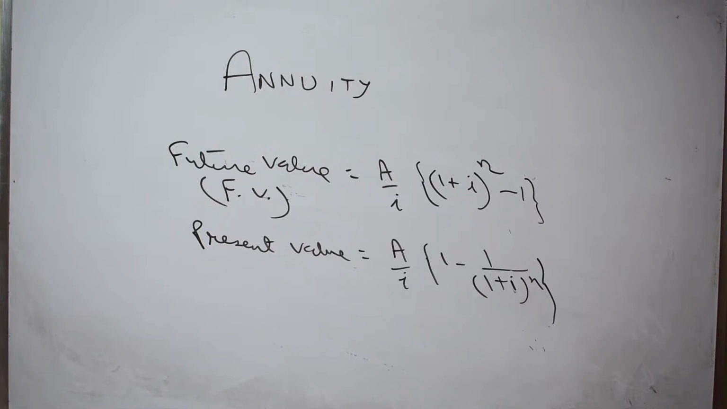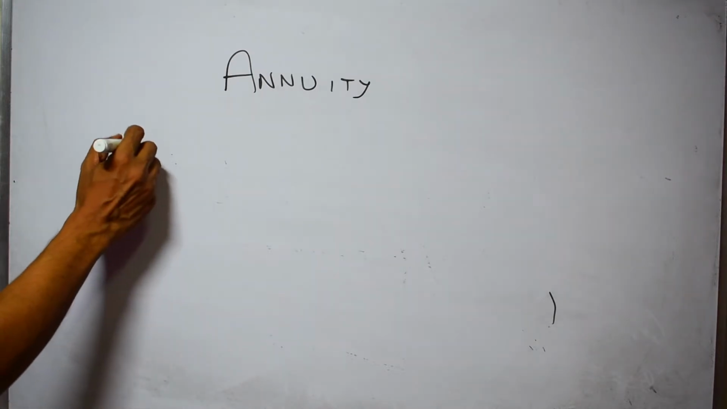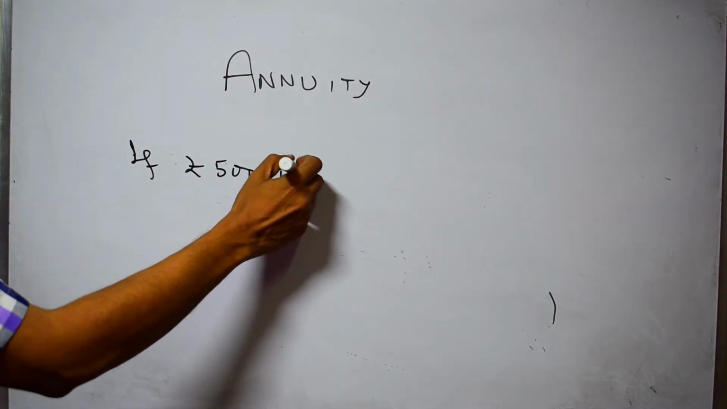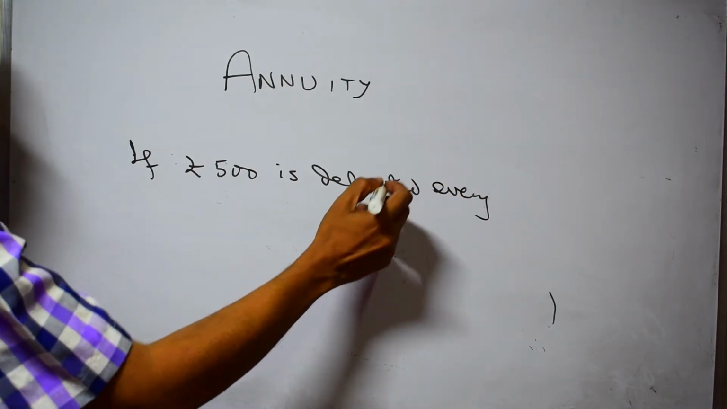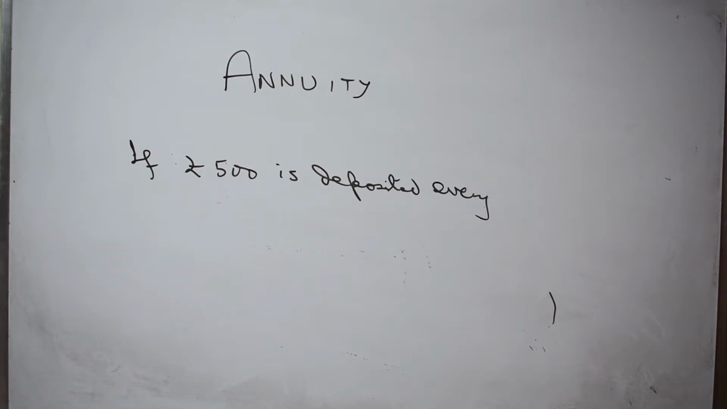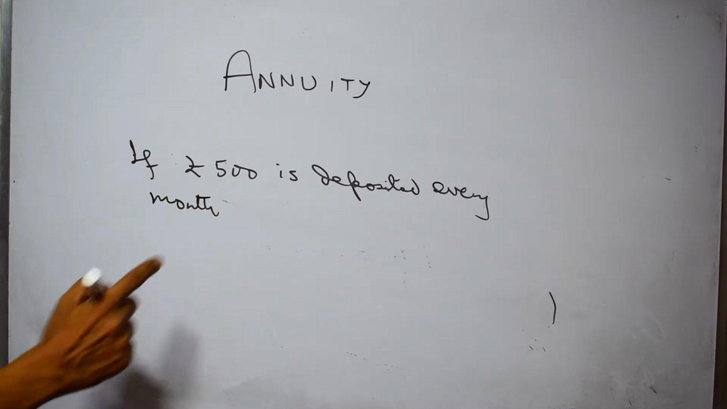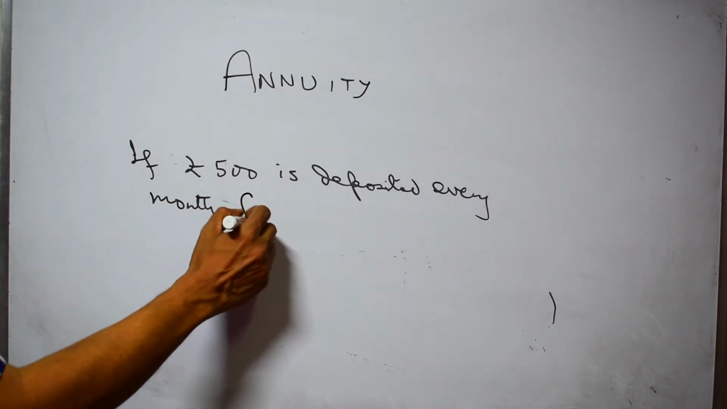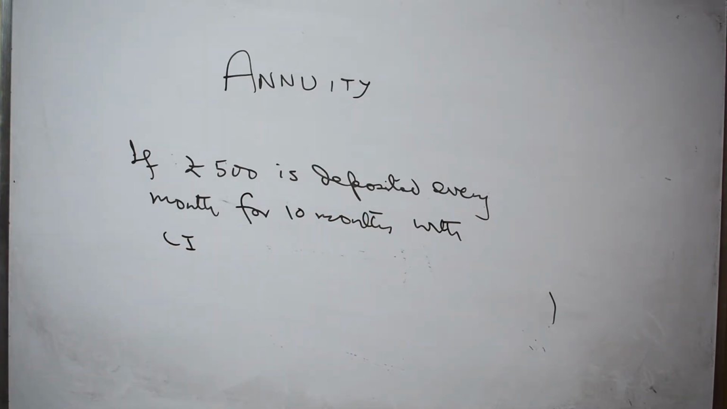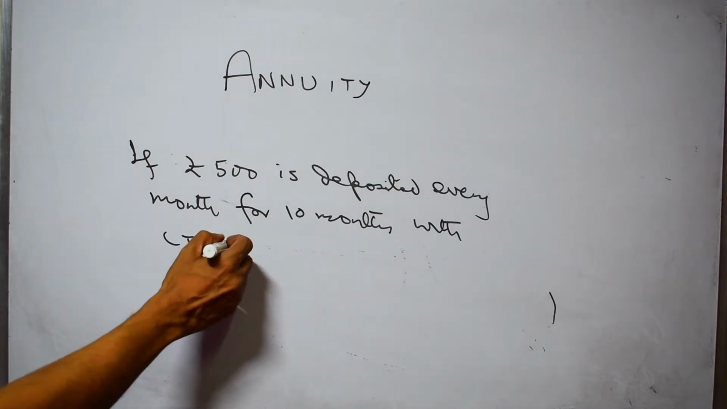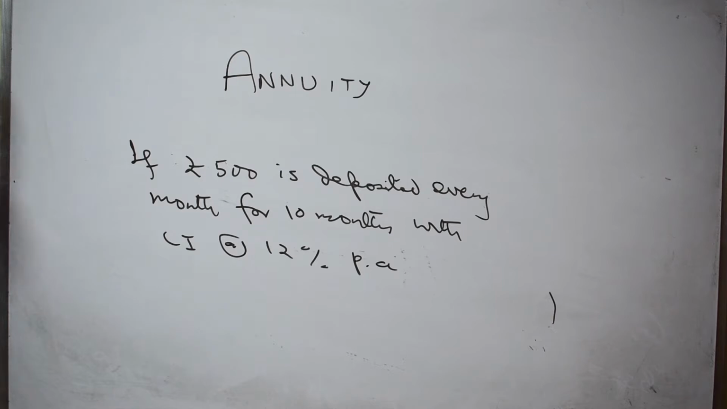In the first case, A is the installment of investment and in the second case A is the installment of repayment. Now let us take an example. First example: if rupees 500 is deposited every month, a monthly deposit, for 10 months with compound interest, CI, at the rate of 12% per annum, we have to find out the question.